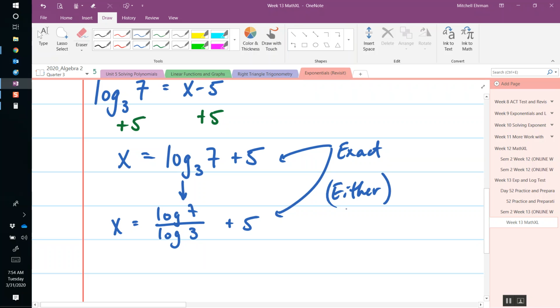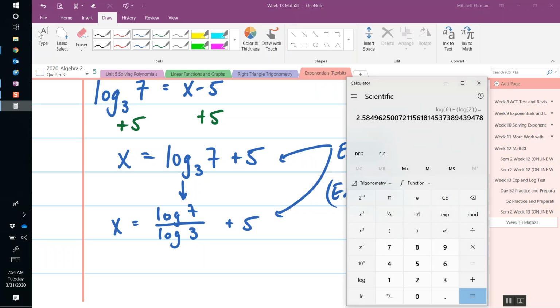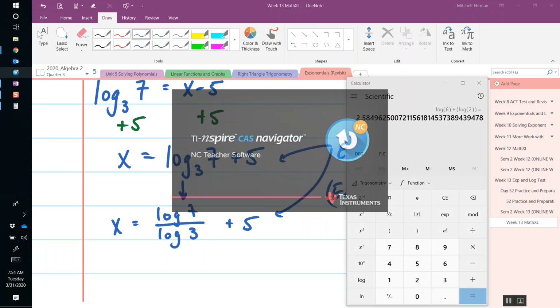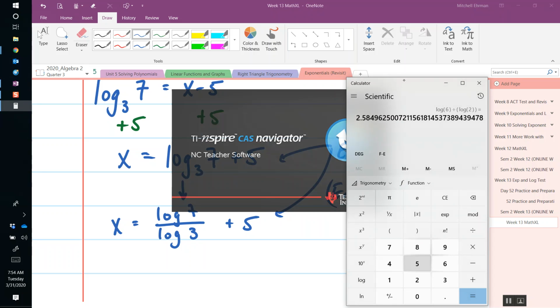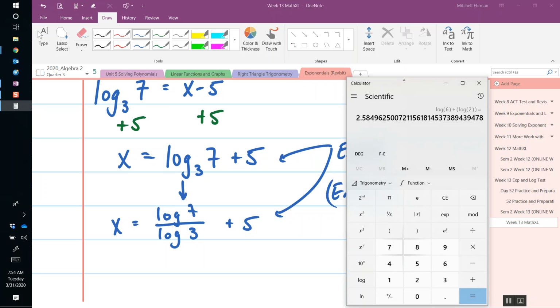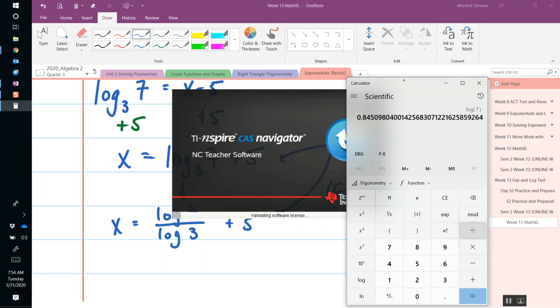So if that's the exact solution, then we need the approximate answer as well. So I'm going to go to the calculator. And again, this calculator can't perform that task, but this one can. So I'll let that start up and we'll double check our work here. But I'm going to see what happens if I type log of 7 divided by log of 3 and then tap enter. That's 1.7. Now notice I'm not clearing anything yet.